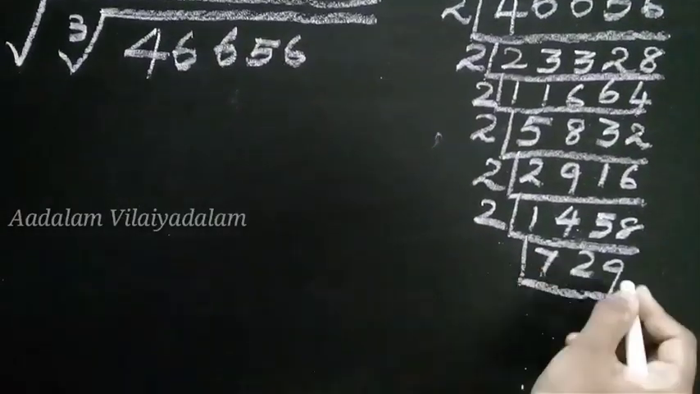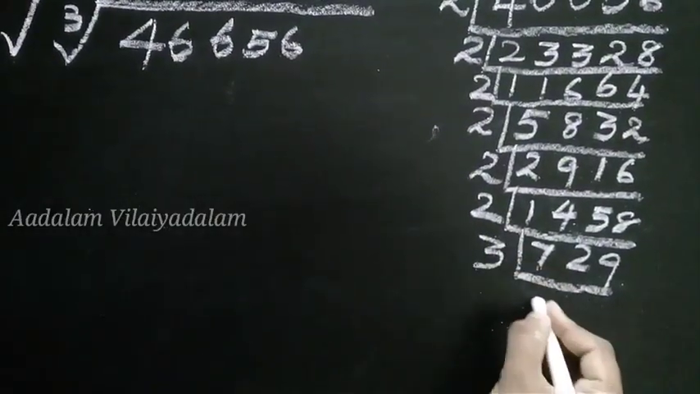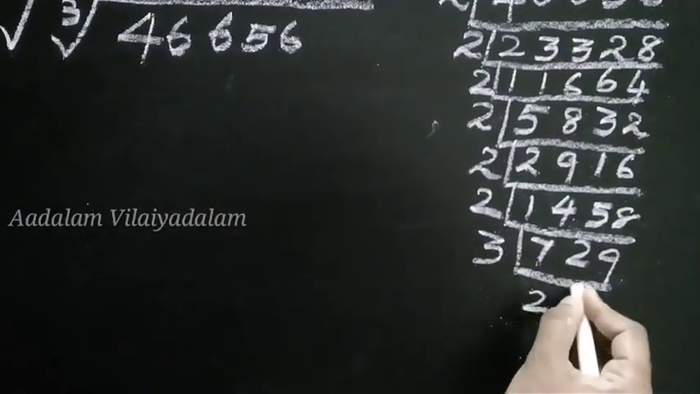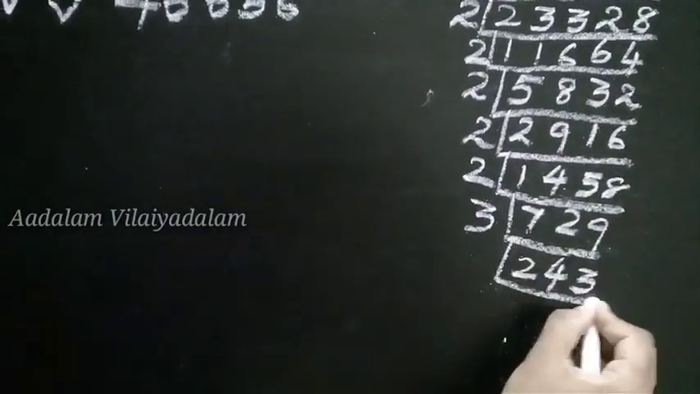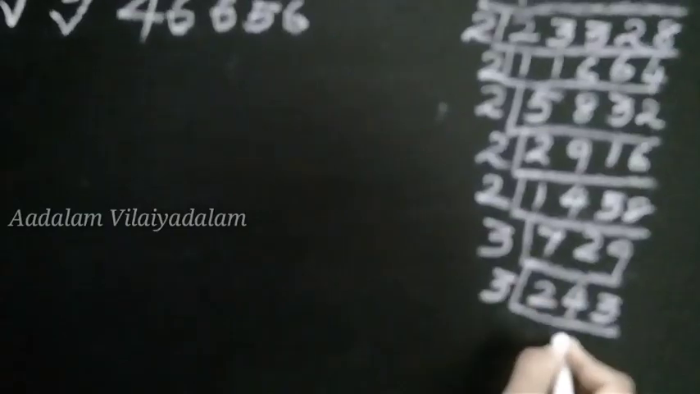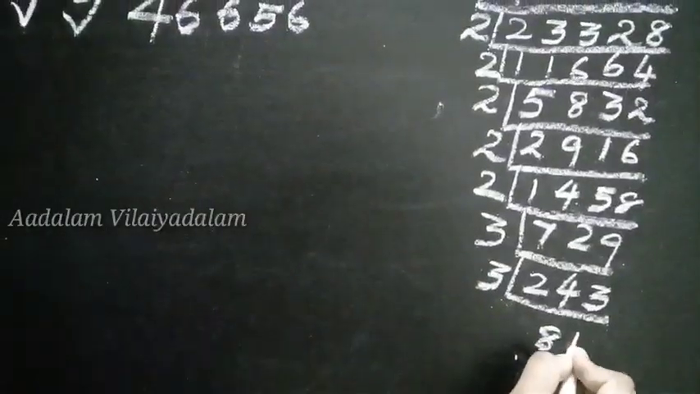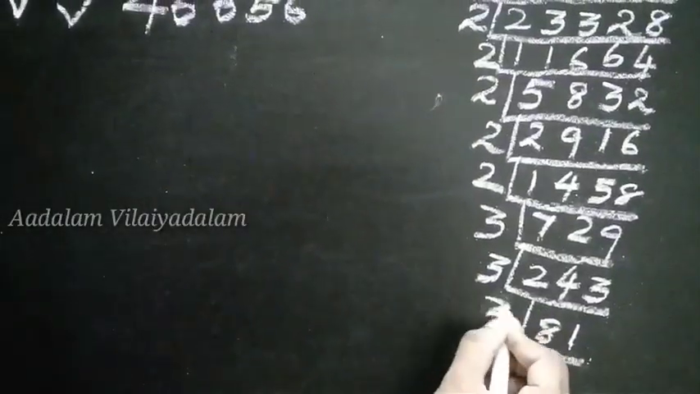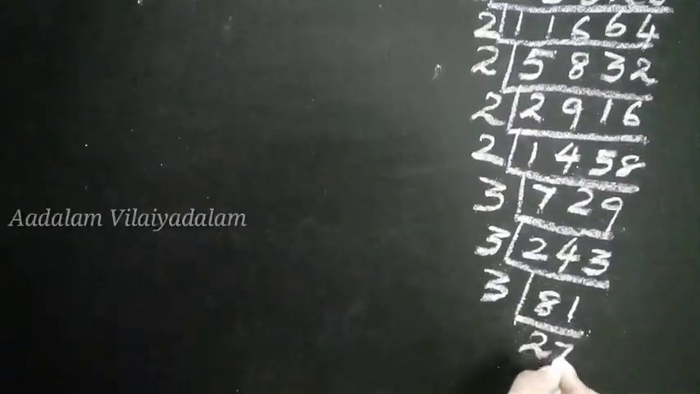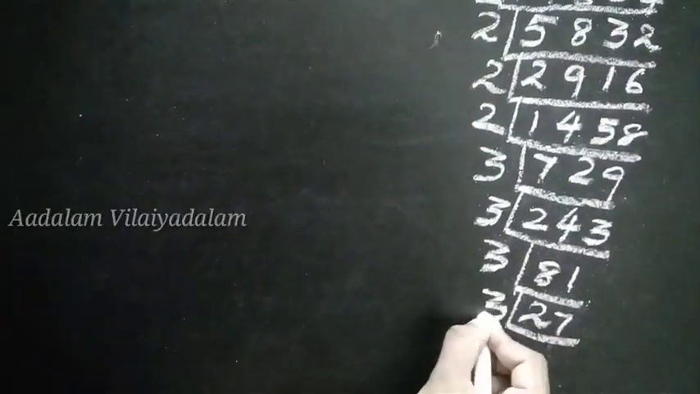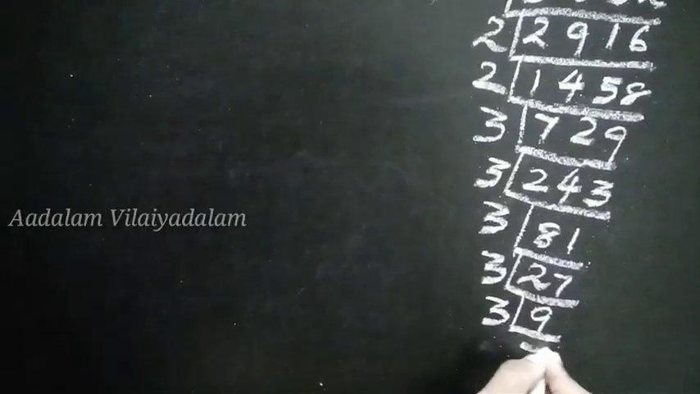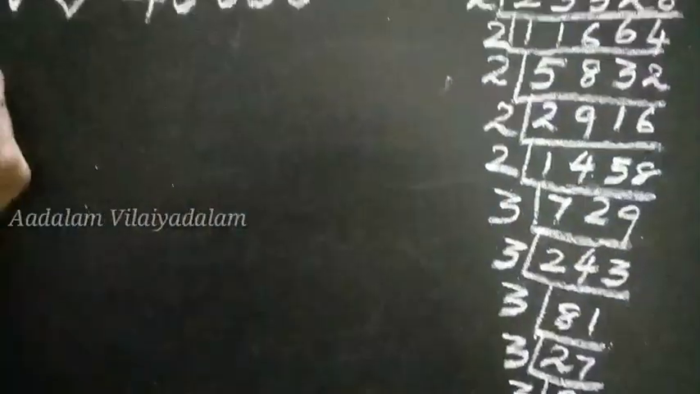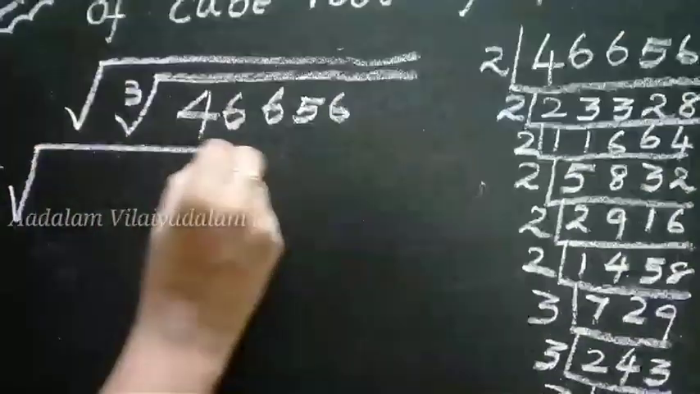Next 3 table, 2 3s are 6, balance 1, 4 3s are 12, 3 3s are 9. So again 3 table, 8 3s are 81 times. So 3 table, 27 times. Again 3 table, 9 times. 3 table, 3 times.